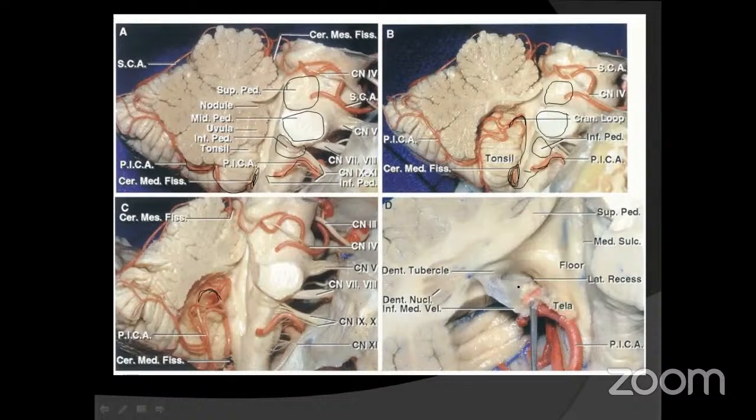Now this is a close-up view of the PICA and its association with the floor of the fourth ventricle and tela choroidea. So as we can see, PICA is running laterally to the tela choroidea. This is the lateral recess, and as we previously studied, it's going to give branches to the tela choroidea and choroid plexus of the fourth ventricle. So it makes sense that it's closely related to it.